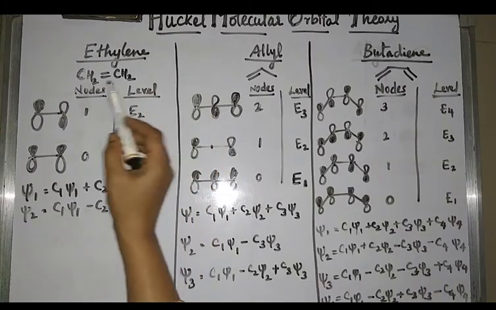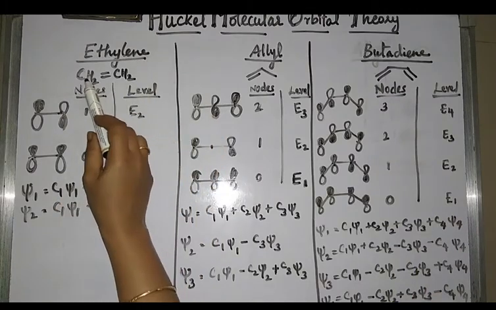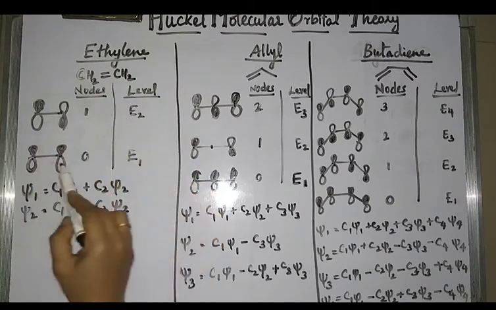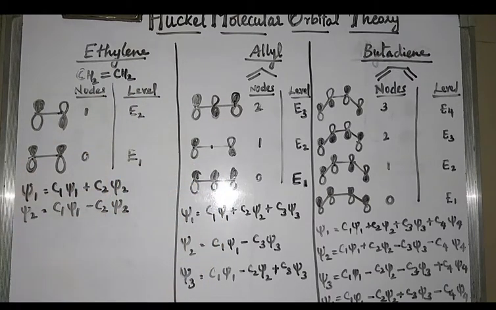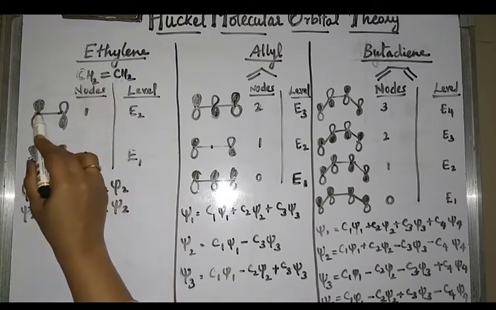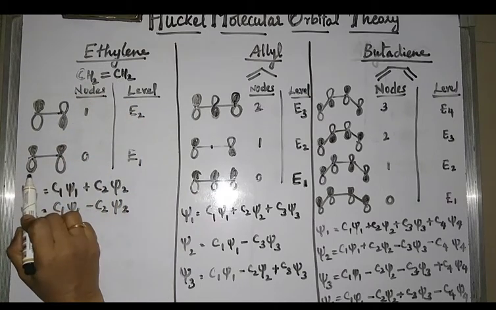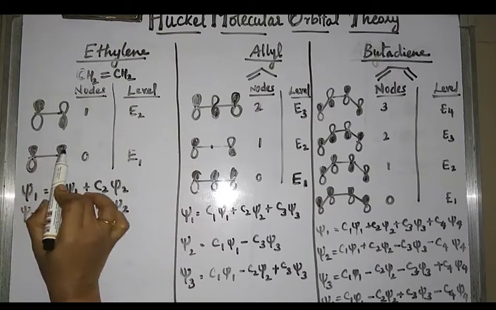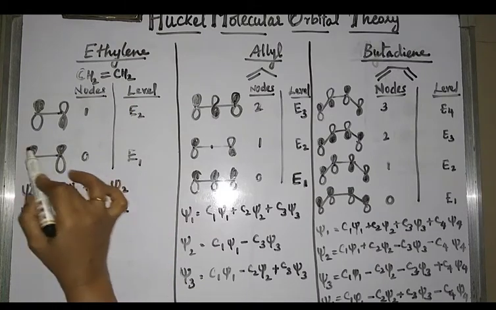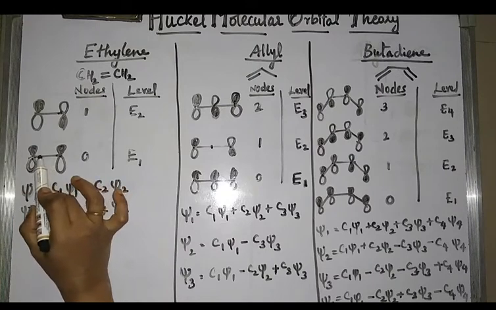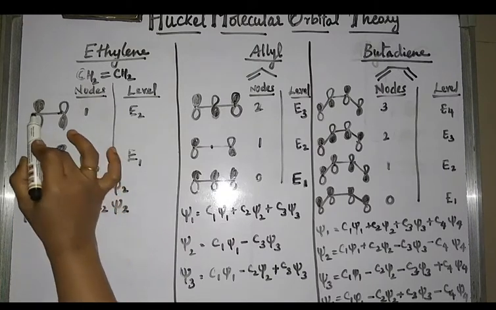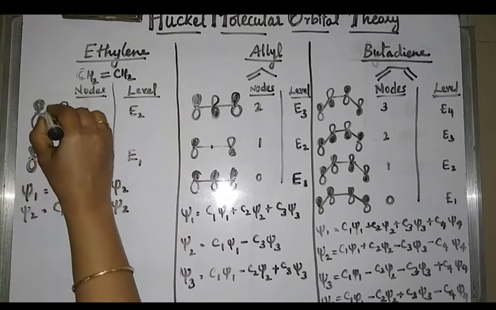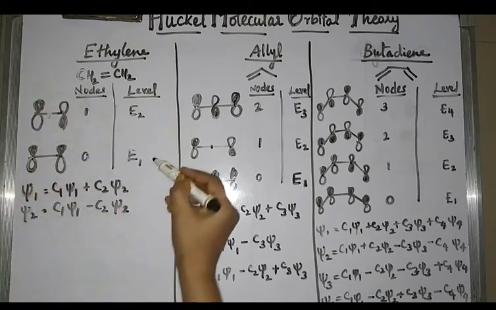Okay, ethylene, we know this is the formula. However many carbon atoms there are, that many energy levels will be there, and that many lobes will be there in that molecular orbital. Here 2 carbon atoms are there, so 2 lobes we have to write. The first energy level, E1, the first lobes will be on the shaded one. So there is no node, there are 0 nodes. In the second, the lobes are in different positions, so a node will be there. Here one node is there, so node number 1. The 2 energy levels are there.